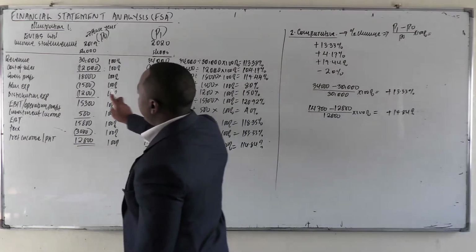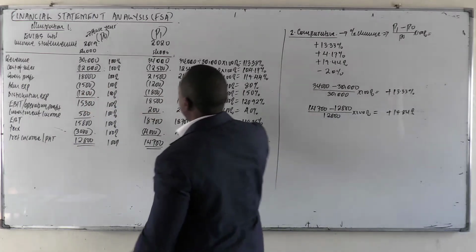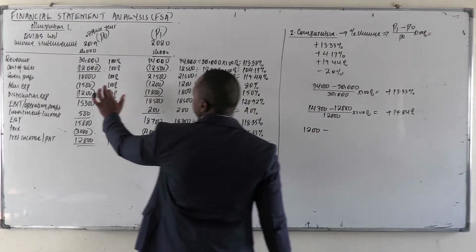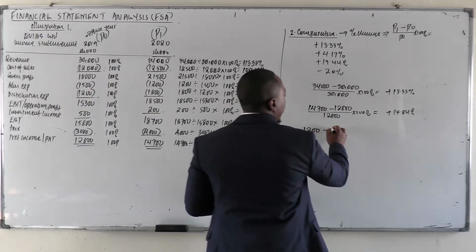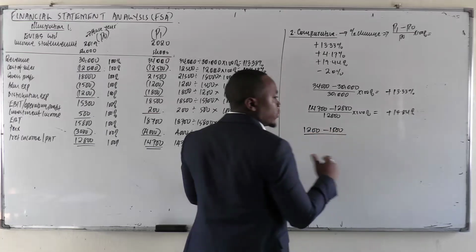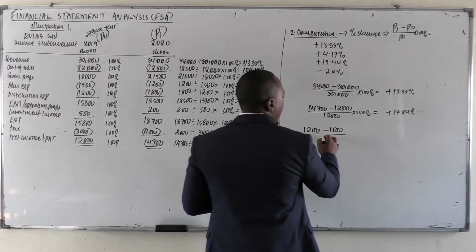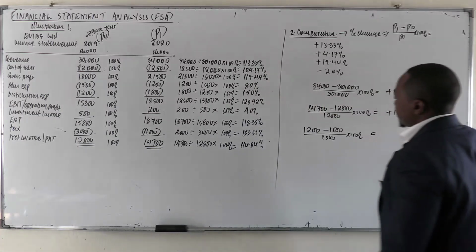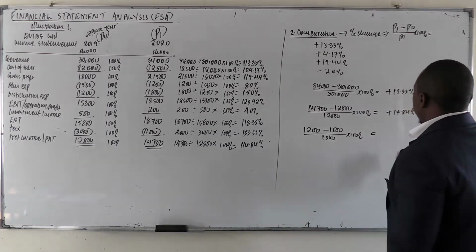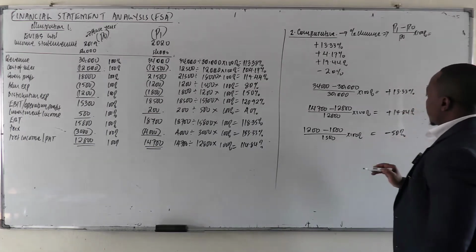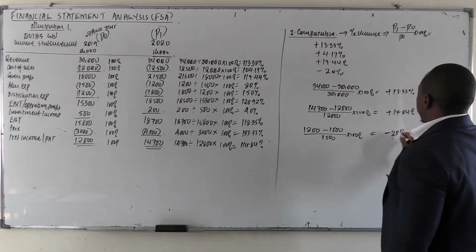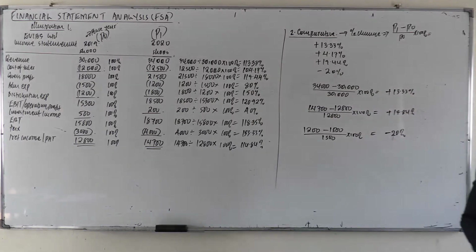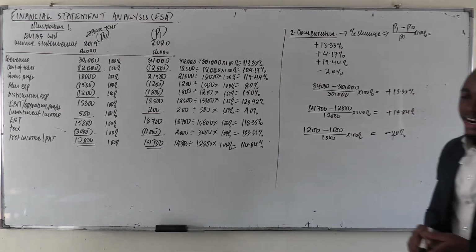Let's take one with a reduction. For example, if you have to determine the one for admin expenses, you take P1, which is 1,200, minus P0, which was 1,500, so that you get the change, which is the reduction. You divide by the P0, which is 1,500, times 100. So what do you get? It will be negative 20%. That is from 100 to 80, a reduction by 20. So now that's the comparative analysis.